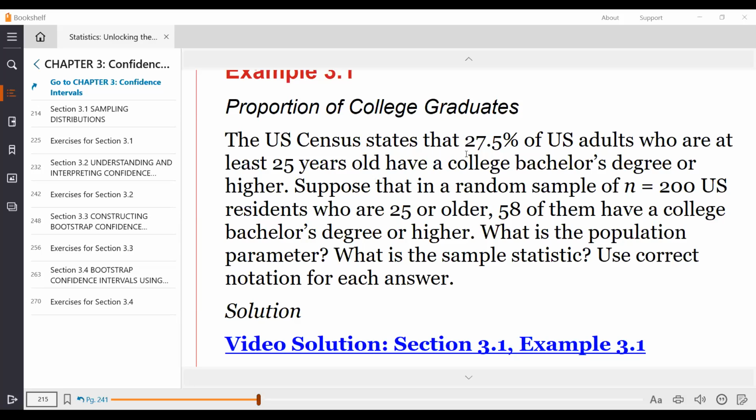Now, for proportions, if you remember, it was the square root formula, right? It was something like the square root of P, which was the population proportion, times 1 minus P, divided by N, the sample size, right? If you remember that formula. And then we said something about taking that standard deviation and multiplying by 2, and we get what's called the margin of error. And then what we do is we add and subtract that from our sample proportion. So in this case, the sample proportion is what? 0.29, right? It's 58 divided by 200.